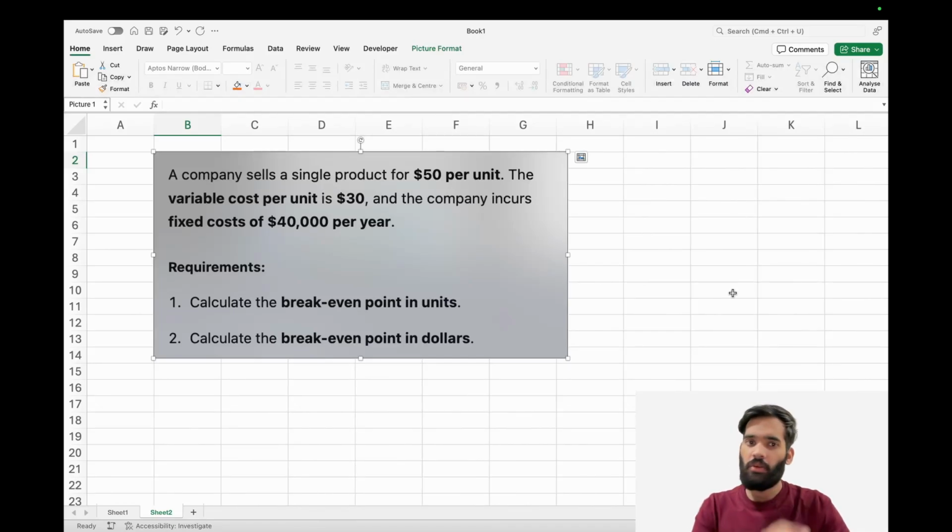Let's solve this question right here. So obviously it's a break-even question. Like we talked about in the last video, we learned the break-even formulas. Now we're going to do a question.